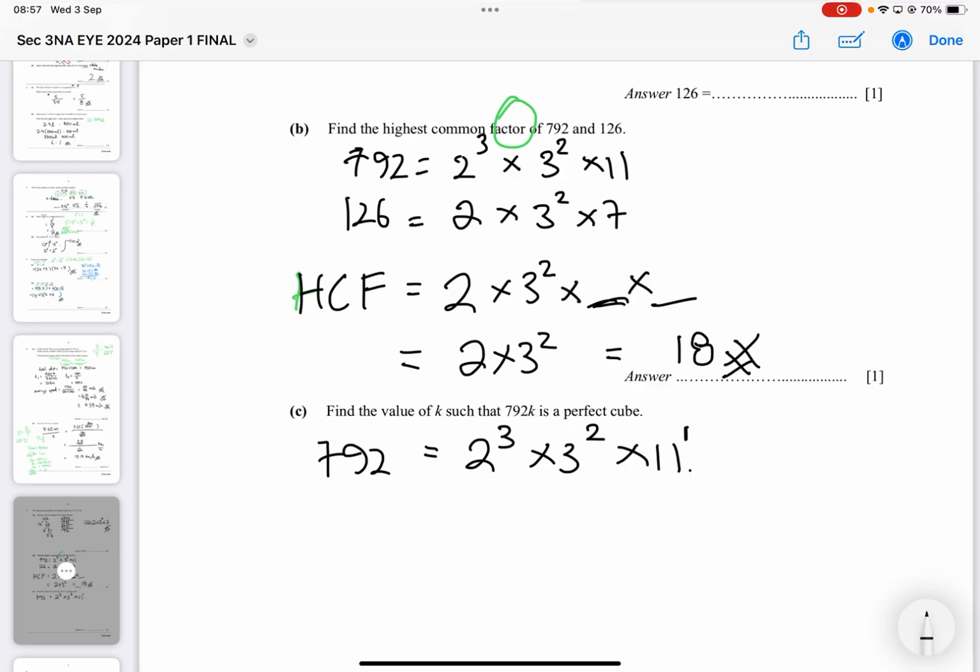So I need to multiply something to this whole number. I need to multiply another 3. Then when I multiply by another 3, my 3 will become power 3. I need to multiply another 11 to the power of 2, so that when I multiply them together, my 11 will become power 3. Then it is divisible by 3. Okay? So my k is equal to 3 times 11 squared.